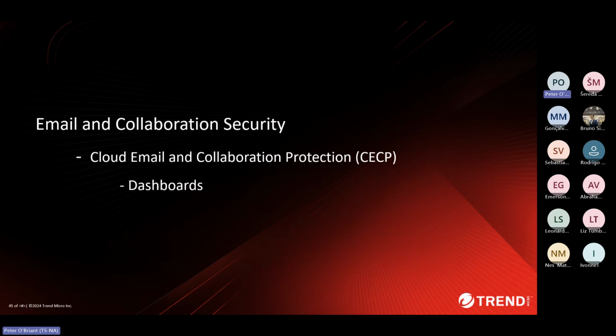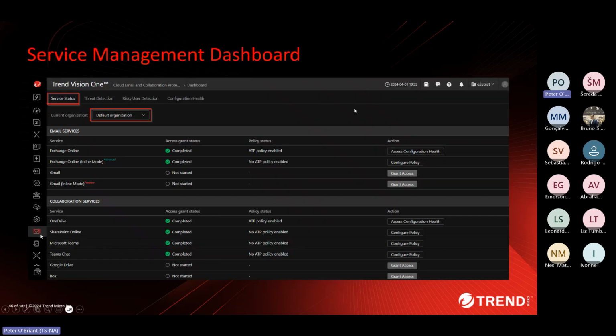All right, so email and collaboration security. We talked about that, the CECP. We do have the dashboards here. So you go over here to the email. You can see the cloud email and collaboration protection dashboard. It'll show you if the agent is online and has permission or status. We can see if the policies are enabled. You can get a quick glance at how things are doing.